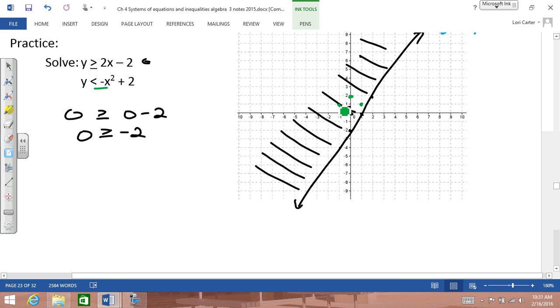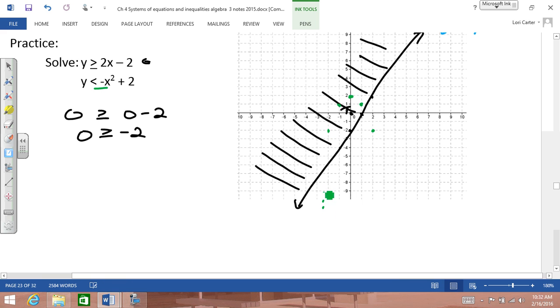It's just a parent graph flip, so what's the next one? The first one's 1, 1, what's the next one? 2, how far? Over 2, down 4. So it goes here and here. Okay, solid or dash? Dash.